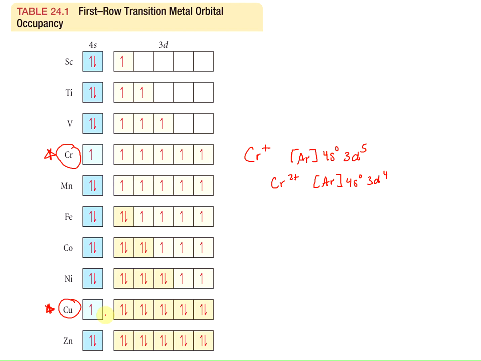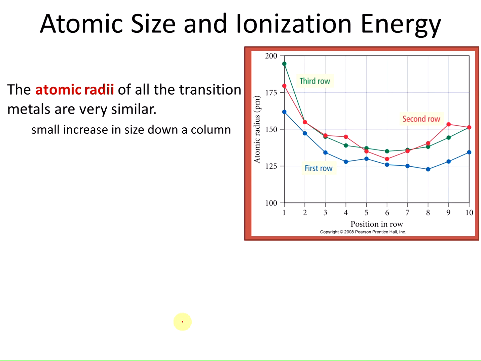the difference in energy for the 4s and the 3d, they're very close in energy, so it's easy to promote that electron just a little bit. And so we get some extra pairing energy from pairing up and having the d orbitals either completely half filled or completely filled. Now we're going to start looking at some trends, so the atomic size and ionization energy.